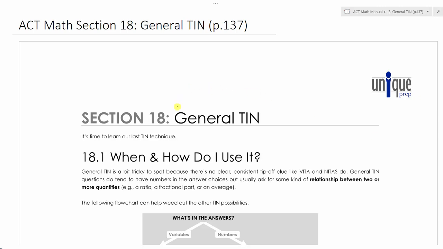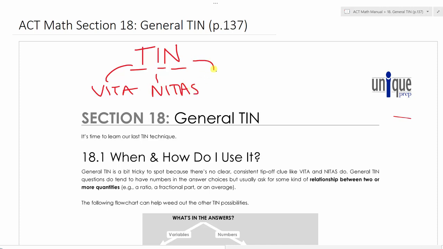This is General Tin. This is the third of our tin techniques, the third and last of our tin techniques. So if you have done sections 4 and 11, you have already completed the first two of our throwing in numbers techniques. You have done Vita, you have done Nidus, and as I said, General Tin is the third and last of these tin techniques.